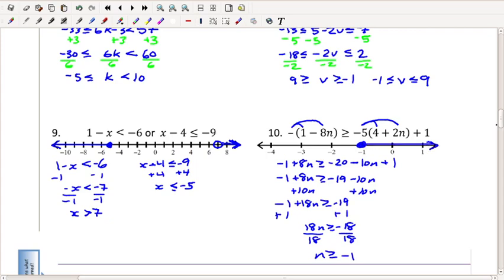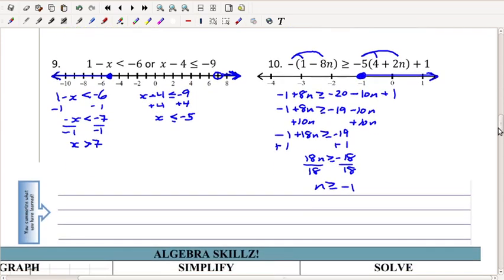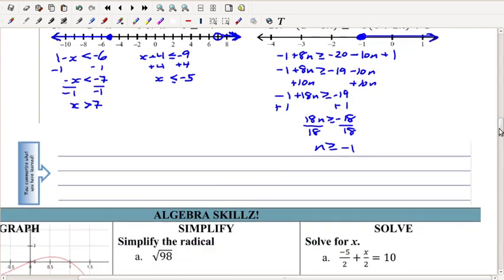And there you have it. So go ahead and write down a summary of this lesson. If you have any questions, we will talk about those in your next Zoom class.